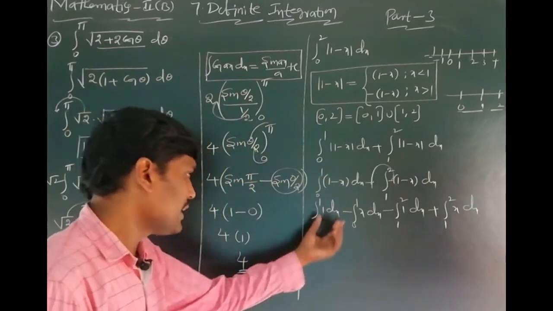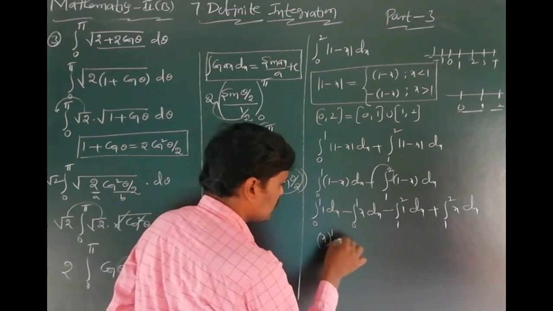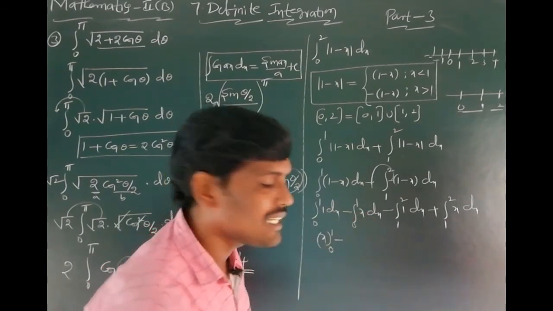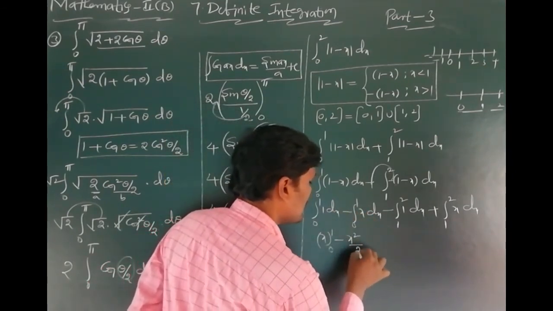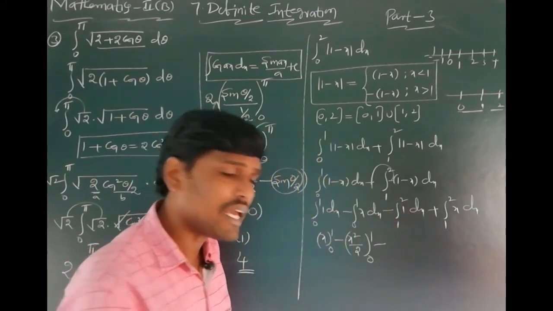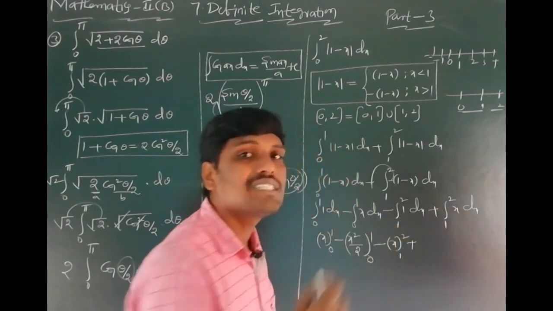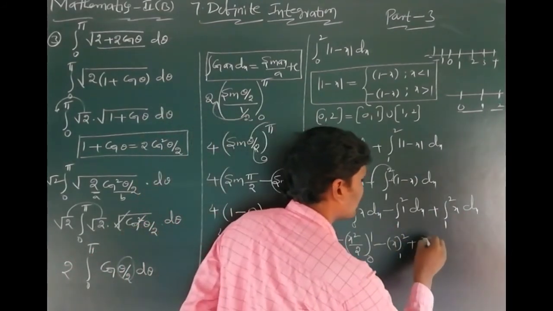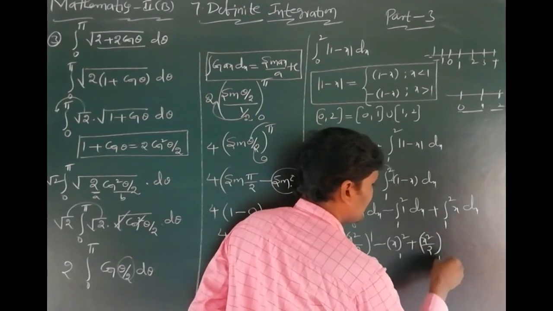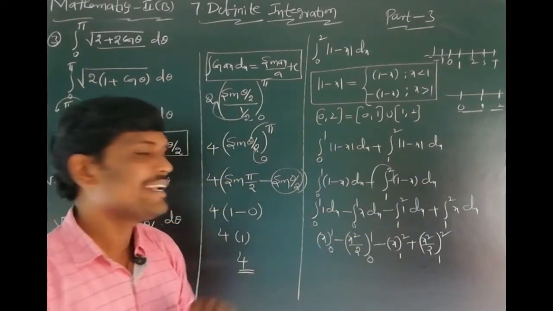After that, you can write formulas. Integral 1 dx is nothing but x, with interval 0 to 1. Integral x dx is nothing but x square by 2, interval also 0 to 1. Integral 1 dx is nothing but x, interval is 1 to 2. Integral x dx is nothing but x square by 2, interval is 1 to 2. This is the limits. You can write limits here.